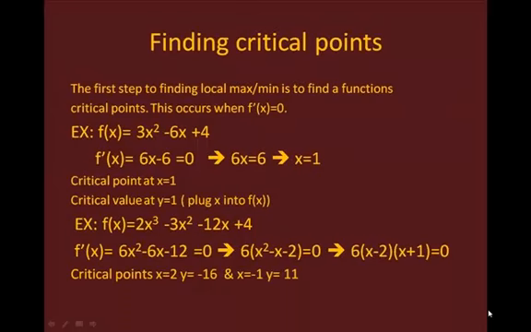Well, like we said, we want to know when the first derivative equals 0. So let's say we have a function 3x squared minus 6x plus 4. To find the critical points, we want to take the first derivative and set it equal to 0. So our first derivative is going to be 6x minus 6. We set that equal to 0 and we solve for x. So we get 6x equals 6, so x equals 1. This is the critical point. Our critical point is at x equals 1.